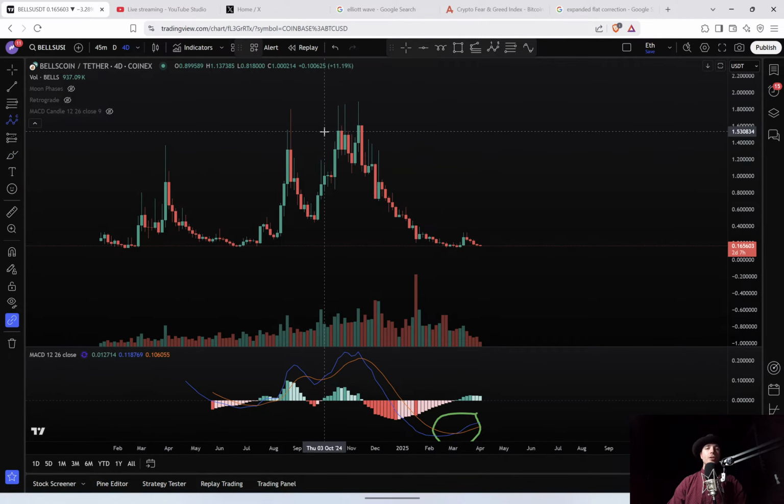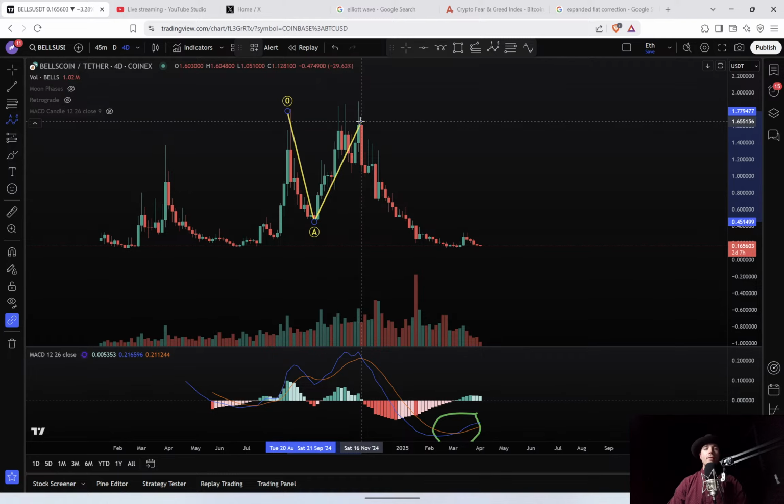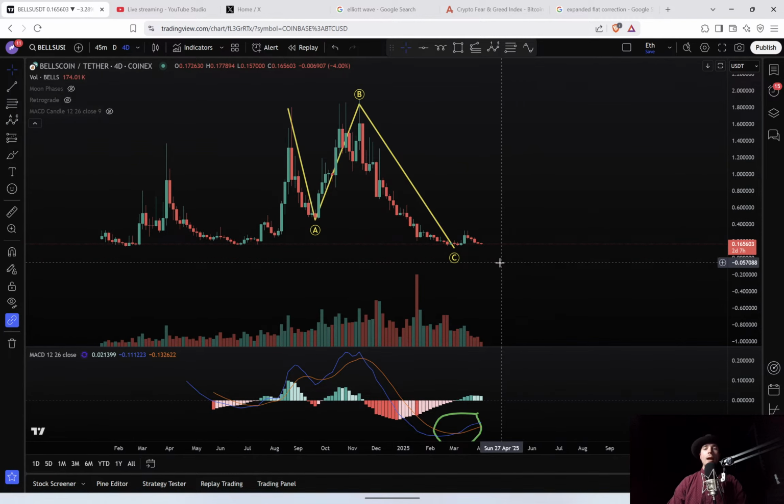So essentially, I think we will turn around. We have good volume here. We have an expanded flat correction, and we have bullish divergence on the MACD and a potential double bottom forming for Bell's coin. How high can it go?